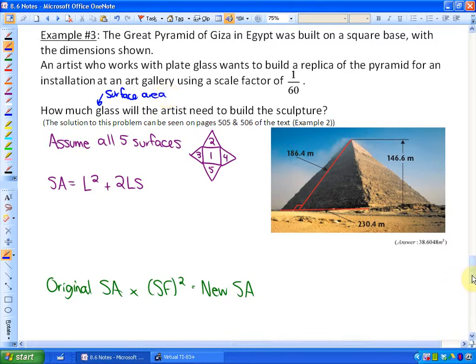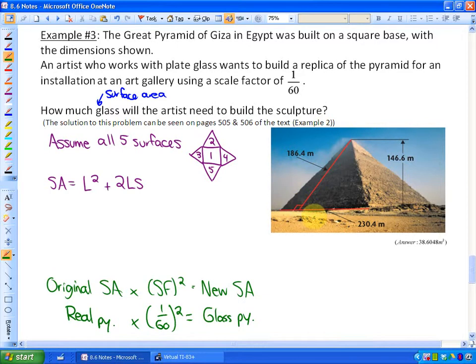So here's one of the concepts that you may remember. The original area times the scale factor squared equals the new surface area. So we know that the scale factor is 1/60th. I'm going to call the original the real pyramid, and this is going to be the glass pyramid. So here's the big idea. If we can find out the surface area of the real pyramid, then we can just multiply it by the scale factor squared, and that will give us the surface area of the glass pyramid.